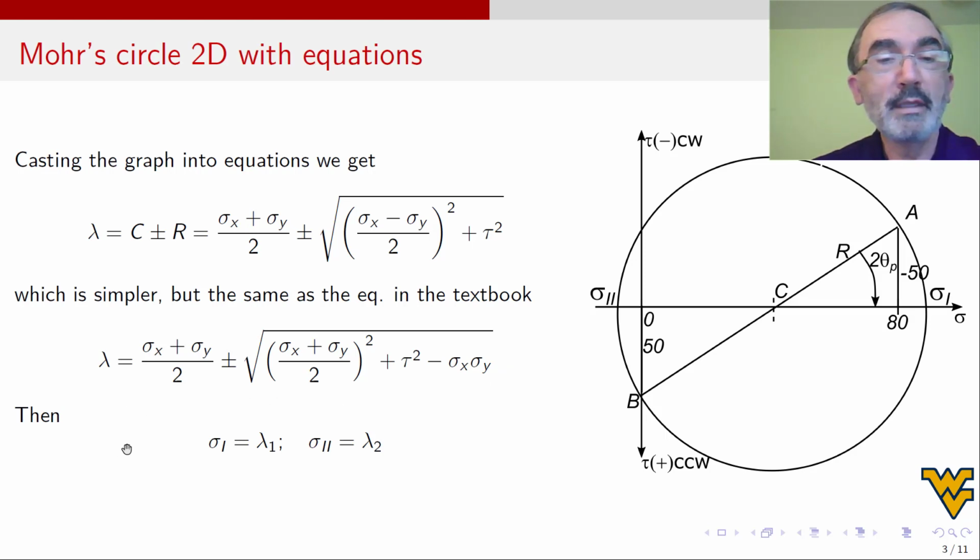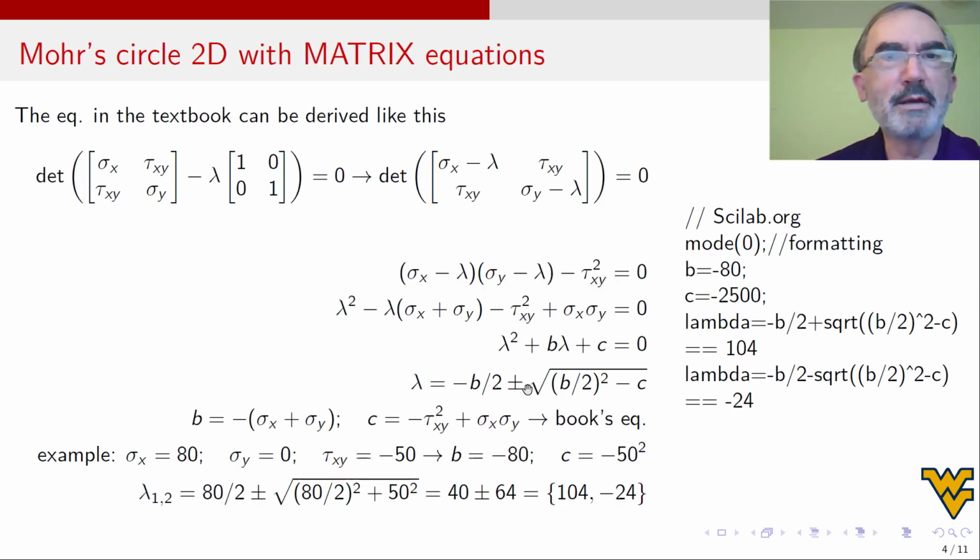Now sigma 1 is lambda 1 and sigma 2 is lambda 2. It's just that I switched the notation on you, not because I want to confuse you, but because in many textbooks, in many publications, the principal values are lambda. And so I introduced that. Okay, so now what about this equation? How did they derive this equation in the textbook? Okay, I will tell you how they derive this equation in the textbook.